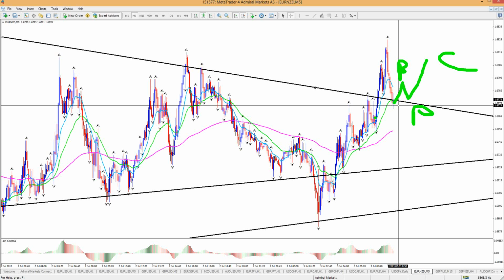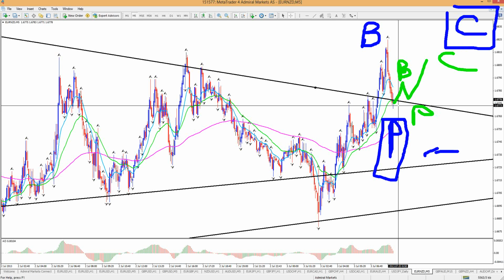Blue one is the bigger one. This is the bigger break, the bigger pullback, and the bigger continuation. So instead of taking the blue P, I'm waiting for a mini green BBC to identify if we're starting this C or not. So instead of taking the P, I'm trying to catch the earliest possible part of the C. If you see what I mean.